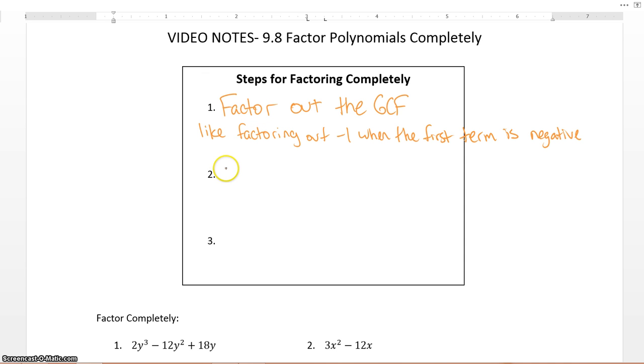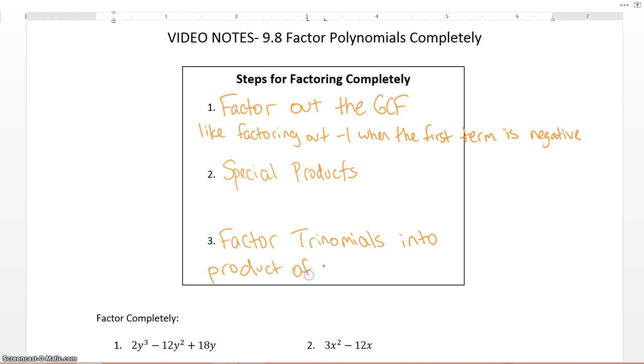The second thing you look for would be what we just talked about earlier in these video notes, is look for special products. So that would be the difference of two squares that we just did. That would be one case where you had a binomial and we factored it down into two binomials. So look out for those. And then you factor any trinomial into two binomials, so into the product of two binomials.